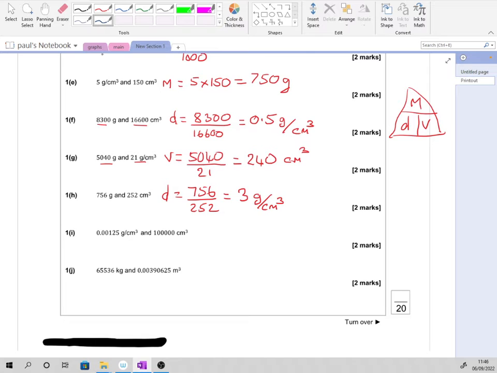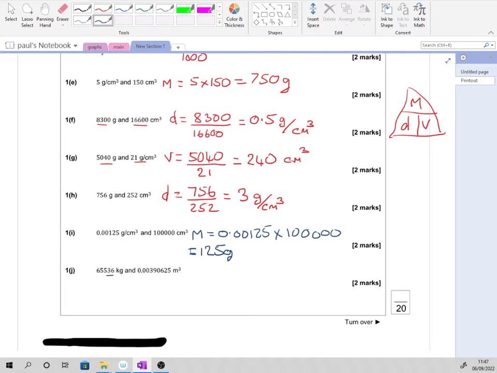Density, volume, find the mass. The mass equals 0.00125 times 100,000, yeah, it's 125. So 125, what we find is the mass, in grams.